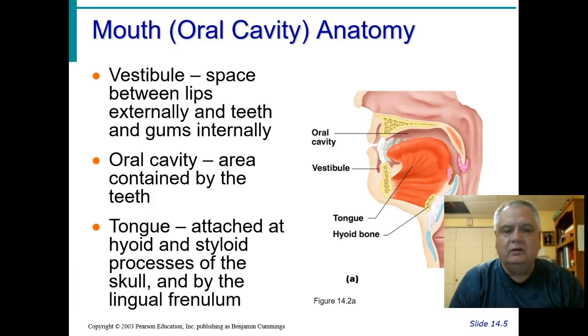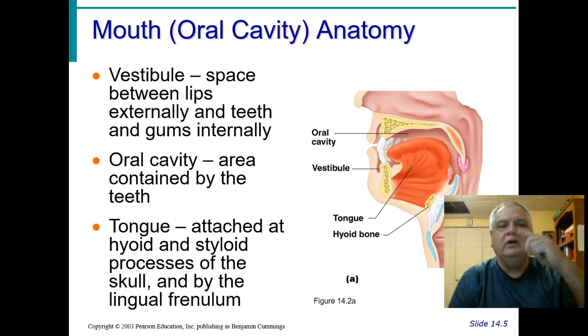And then we have the tongue, and the tongue is attached to the hyoid bone and to the styloid processes of the skull, and also by the lingual frenulum. So if you lift up your tongue and look into the mirror, you'll see a line of mucous membrane there that attaches the tongue to the floor of the mouth, and that is the lingual frenulum.